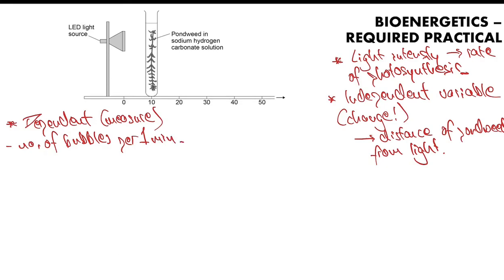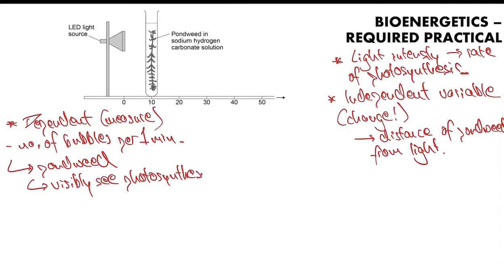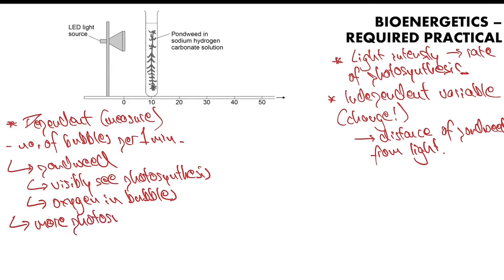So the reason why pondweed is being used is so that you can visibly see photosynthesis. Because it's a plant, it's producing oxygen, and because it's underwater, that oxygen is trapped in the bubbles. And so if a plant is photosynthesizing more underwater, you would expect to see more bubbles of oxygen. So that's the link that we're looking for here.